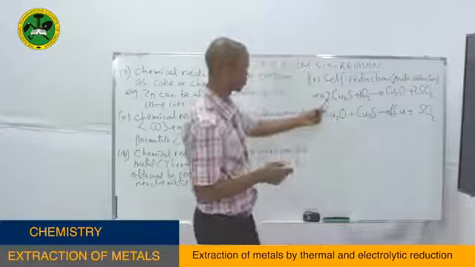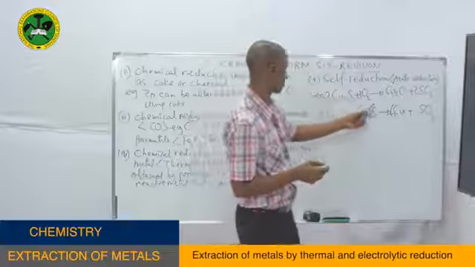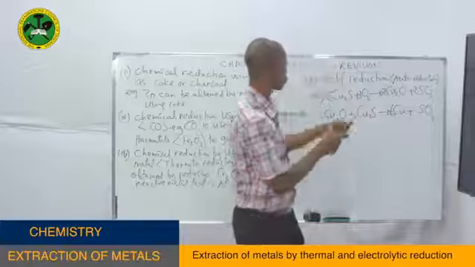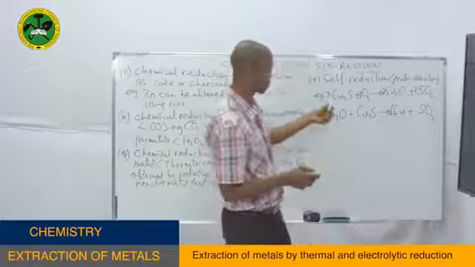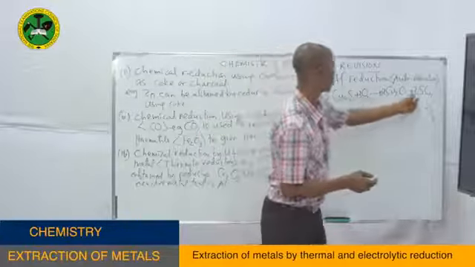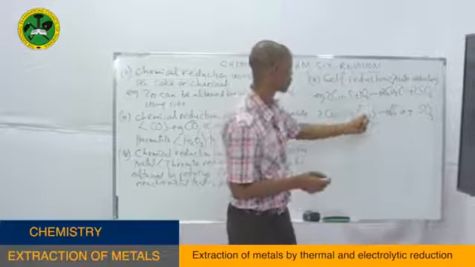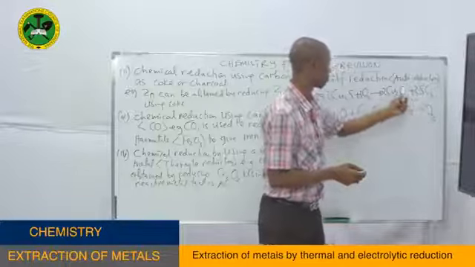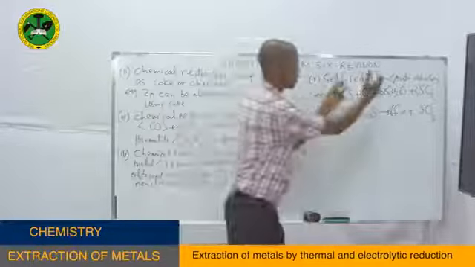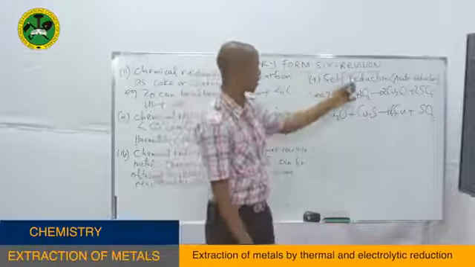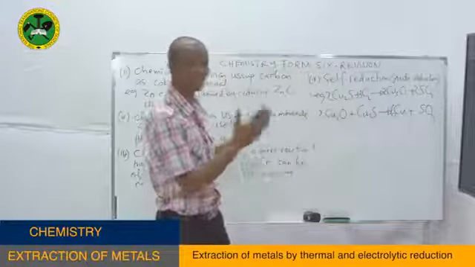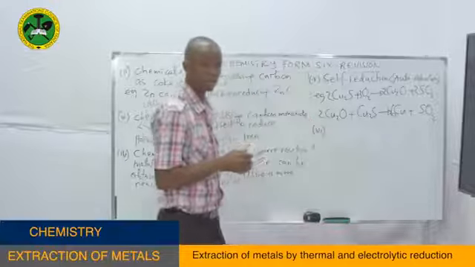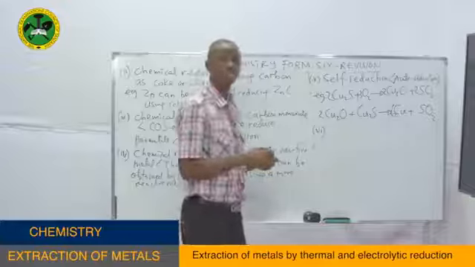When you balance this equation, you're going to have 4 copper, and on this side you are going to have also 4 copper. For sulfur, 2 sulfur, we're going to have 2 sulfur. Oxygen, we're going to have 6, and here also we're going to have 2 times 2, which is 4, and this one we're going to get 6. So this is auto-reduction. It is used to reduce the sulfide ores. Now from there, we can have the last one. This last one is called electrolytic reduction.